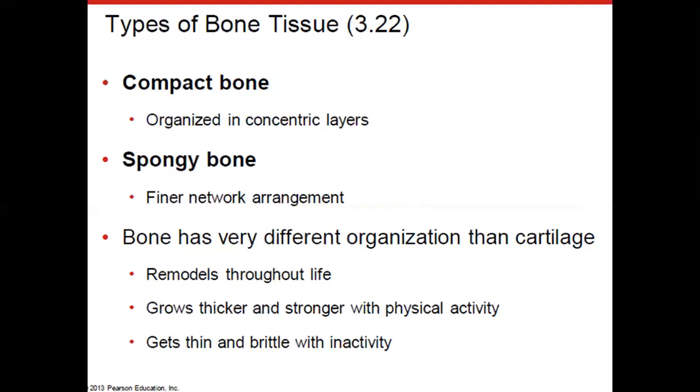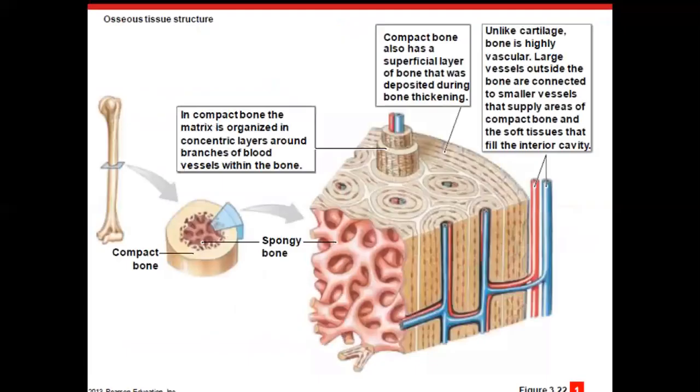We'll talk about bone later in the semester, but it has a very different organization than cartilage. It remodels and basically changes its shape throughout life. It can grow thicker and stronger with physical activity, or it can get thin and brittle with inactivity. So think osteoporosis. Remember, osteo is bone, and bones become porous as we get older and more and more inactive.